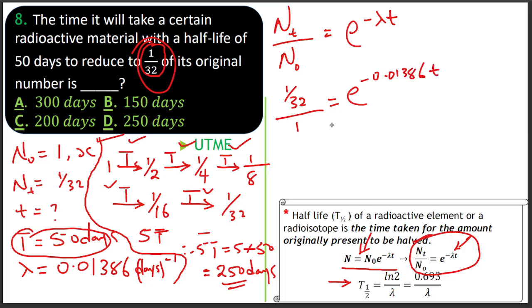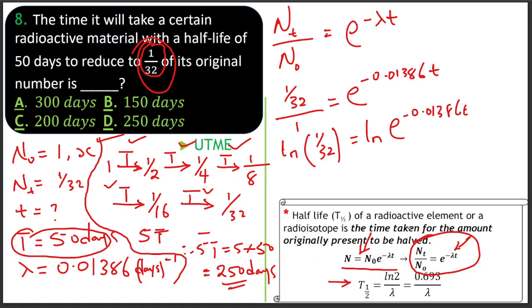Put our t there. All right, the next step will be to take the ln, the natural log, of both sides. So we take the ln of 1 over 32, and then we take the ln of this.